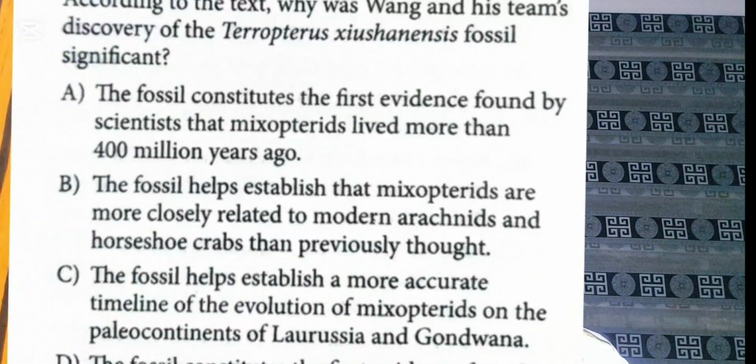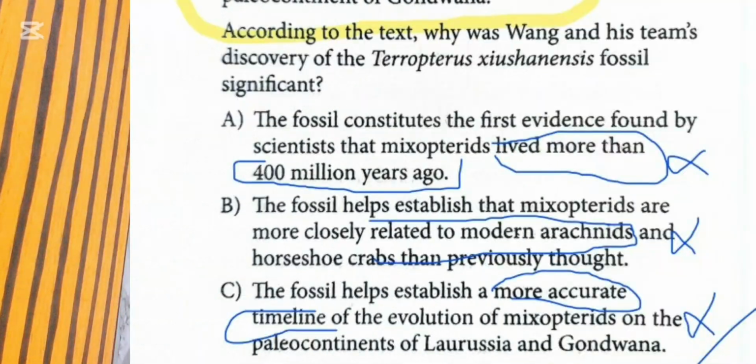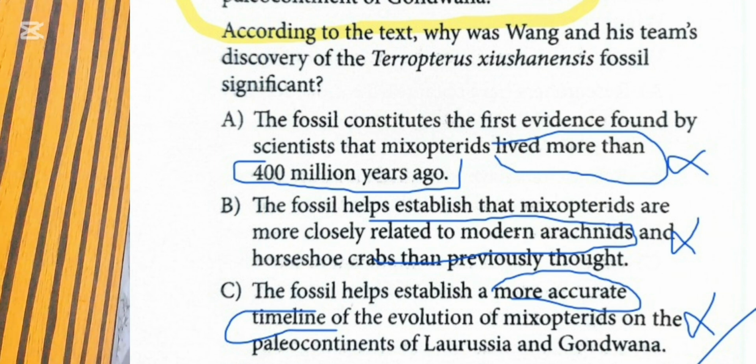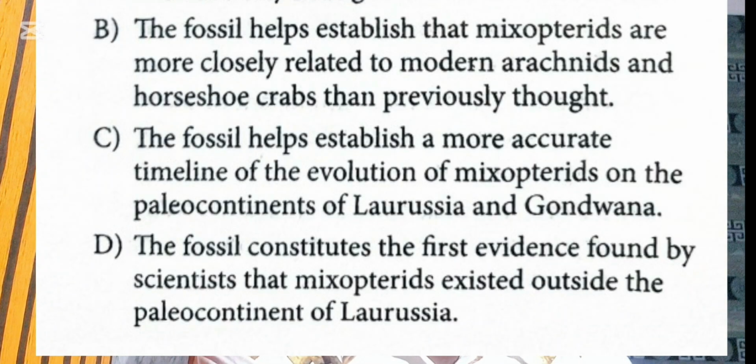So B, the fossil helps establish that meteorites are more closely related to modern Arache. This is totally off. C, the fossil helps establish a more accurate timeline. This is also wrong. The timeline is not why the study is significant. Remember, I keep mentioning the words we saw. The study expands understanding about what? Geographical location. D, the fossil constitutes the first evidence found by scientists that meteorites exist outside Laurasia.